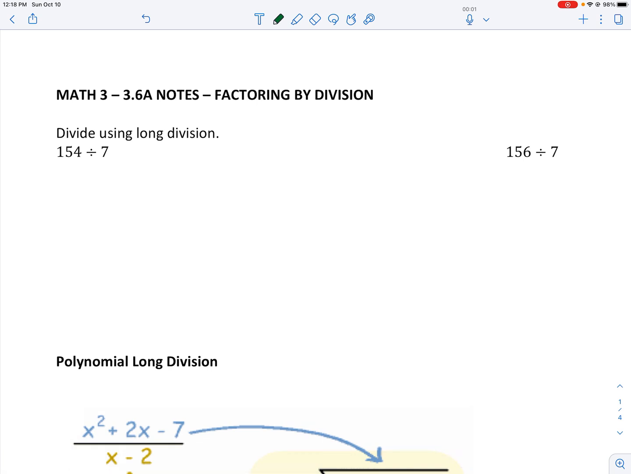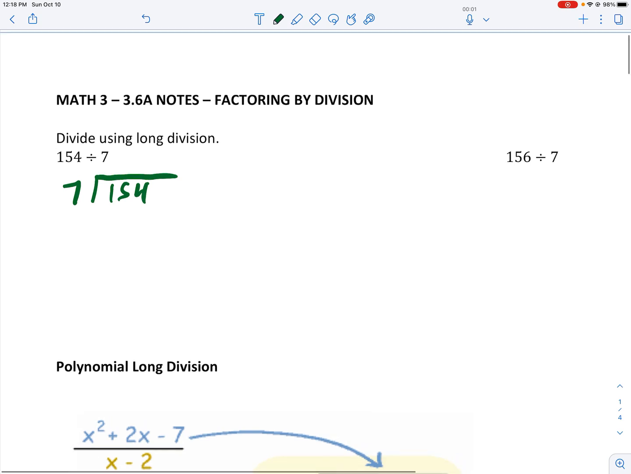So let's think back to how we learned how to do division. So you have 7, you have a little division box, you have 154. So 7 does not go into 1. How many times does it go into 15? Evenly. So twice. So then what would we do? 2 times 7 is 14, and then you would subtract. 15 minus 14 is 1, and then you bring down the 4.